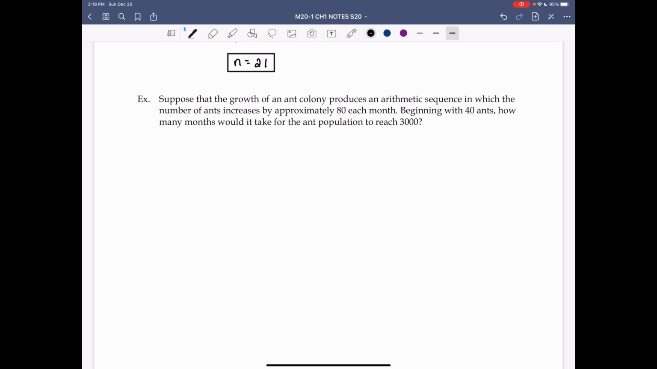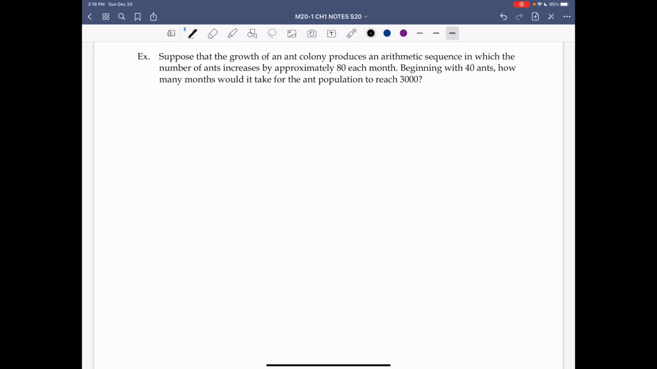Suppose that the growth of an ant colony produces an arithmetic sequence in which the number of ants increases by approximately 80 each month. Beginning with 40 ants, how many months would it take for the ant population to reach 3,000? Start by writing down what we know. T1, the population of ants at the beginning, is 40. The increase in ants each month is 80, so our D value is 80. The value of the term we're trying to figure out is 3,000. That's the population at the end of n number of months, and we want to know how many months that is, so what's the n value?